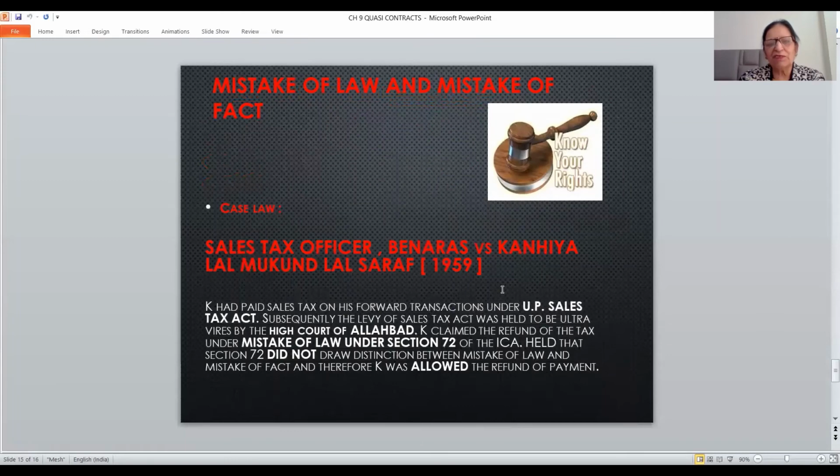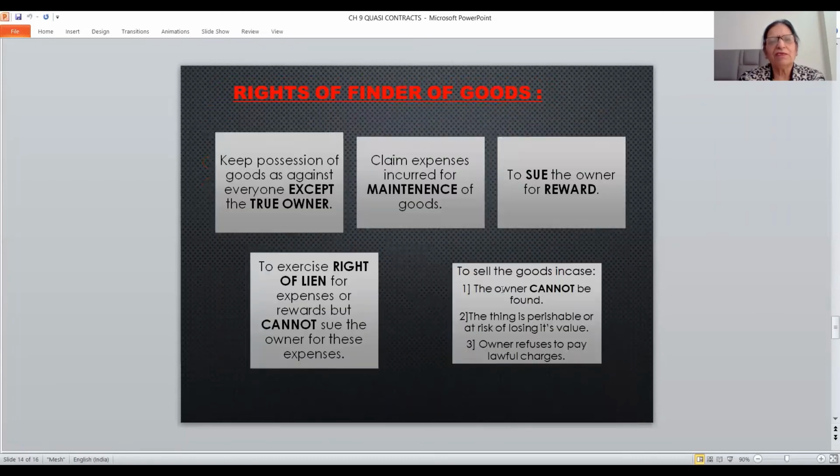Now, there are certain rights which are enjoyed by the finder of goods. And these rights are: to keep possession of the goods as against everyone except the true owner. In the eyes of law, if the owner is traceable, then the finder should return the goods to the owner. Otherwise, he has a right to keep possession of goods as against everyone except the true owner. He has a right to claim expenses incurred for maintenance of goods. If certain expenses have been incurred by him in order to maintain the goods, then he must be reimbursed by the owner. Then, to sue the owner for reward.